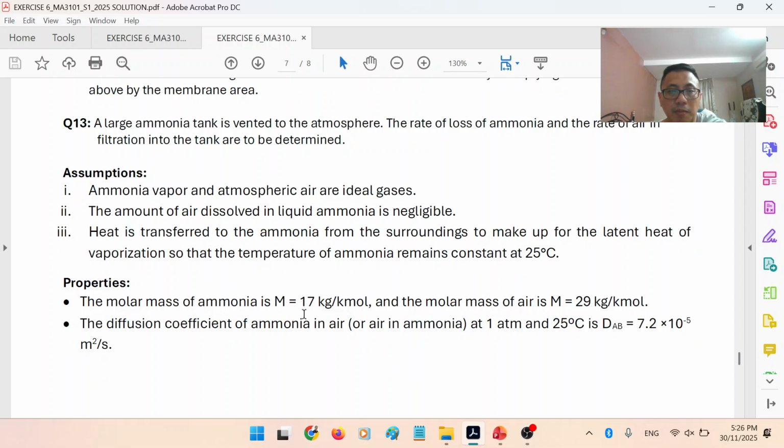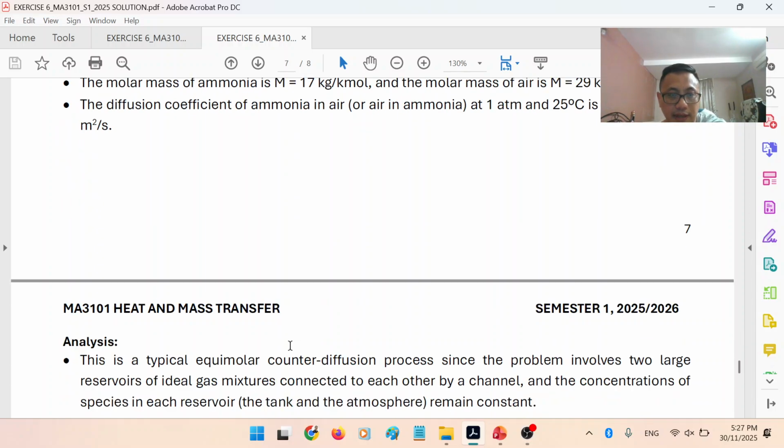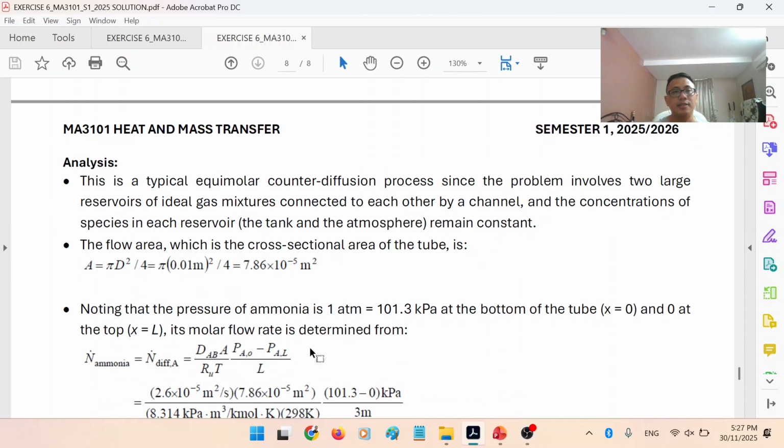For the properties, the molar mass of ammonia we get is 17 kg per kilomole. The molar mass of air is 29 kg per kilomole. The diffusion coefficient of ammonia in air, we can get for 1 atm and 35 degrees Celsius as 7.2 times 10 to the negative 5 meters squared per second. So we do the analysis. It's a typical equimolar counter diffusion process.